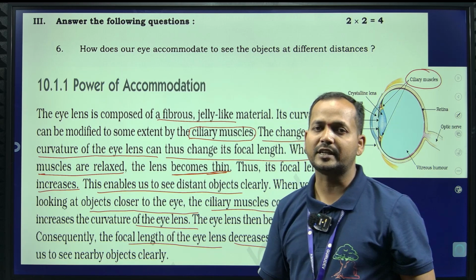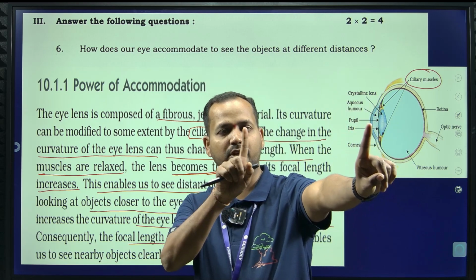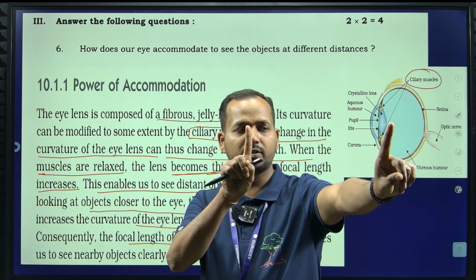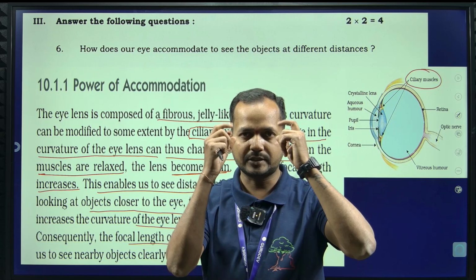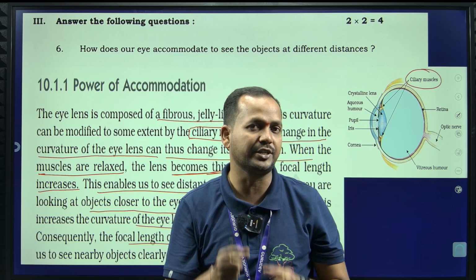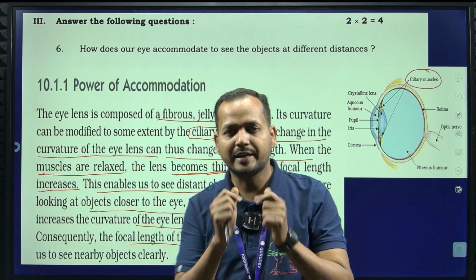If you want to do this experiment, you can hold your hand like this and observe this finger and this finger. There are muscles in the eye, the ciliary muscles, that will change, and you can experience that, guys. Okay, we'll move to the next question.